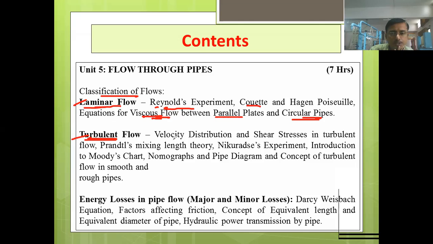Turbulent flow. Here we will learn velocity distribution and shear stress distribution in the turbulent flow. Prandtl's mixing length theory. This is the name of scientist. Then Nikuradse's experiment. Again, this is the name of scientist. Introduction to Moody's chart. Again, this is the name of one scientist. Nikuradse's experiment, Moody's chart, nomographs and pipe diagram. Concept of turbulent flow in smooth and rough pipes.